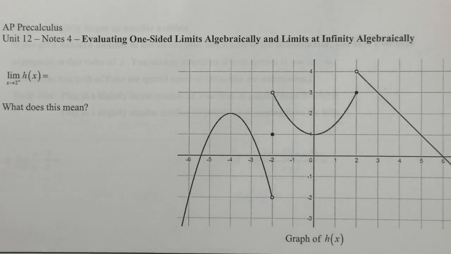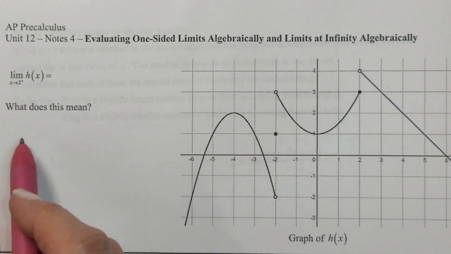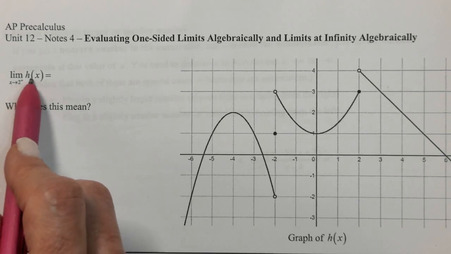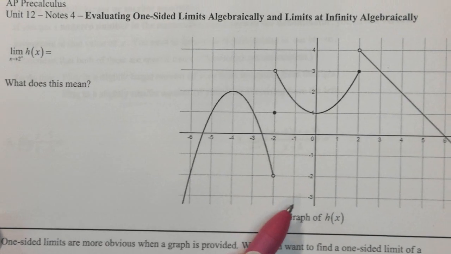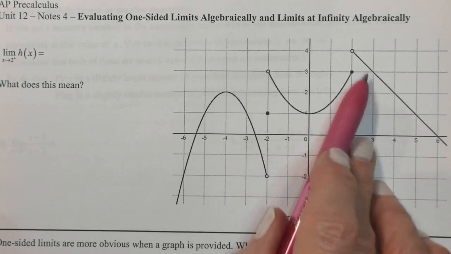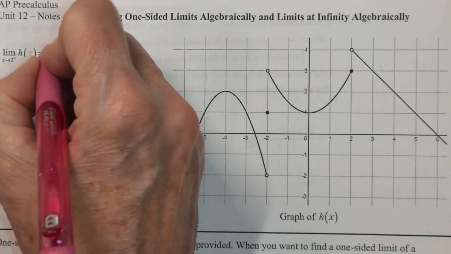Today we are evaluating one-sided limits algebraically and limits at infinity algebraically. So let's remind ourselves how to do this with a graph. As x approaches 2 from the right of h, this is the graph of h here, what is that limit? 2 from the right is 4.